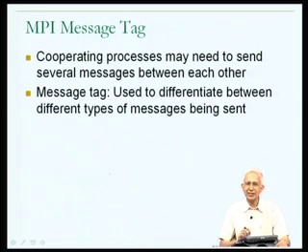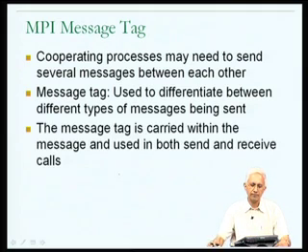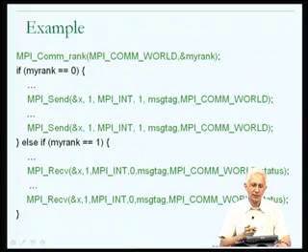So the message tag is one of the parameters in the calls to send and receive, and it is a facility through which it is possible to differentiate between different messages that are being sent between, let's say, the same pair of processes. The message tag value is carried along with the message, and is used in both the send and the receive calls. It provides this capability of distinguishing between two messages that were sent from the same sender to the same recipient. And that is illustrated in this example.